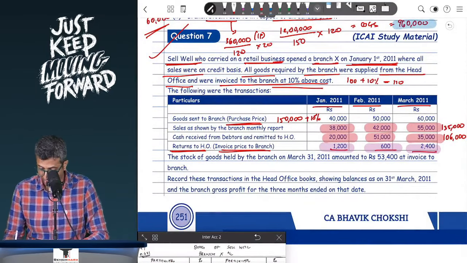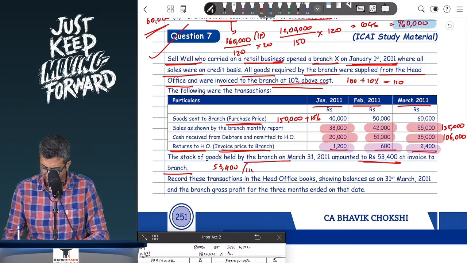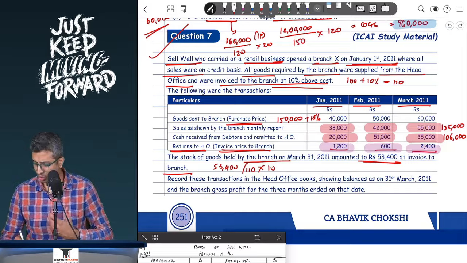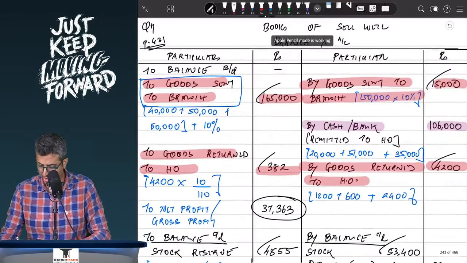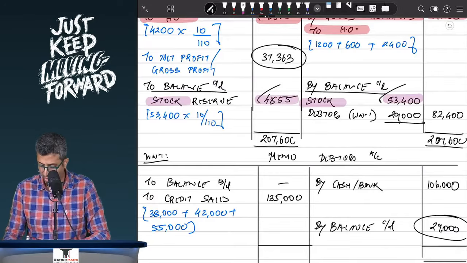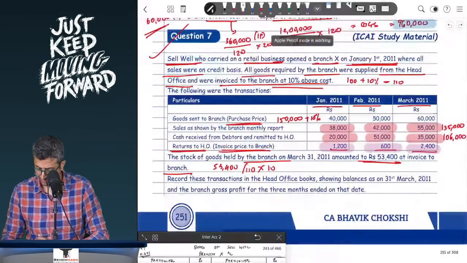Sir, the stock of the goods held by the branch was 53,400 at invoice to the branch. 53,400 divided by 110 into 10. This will give you stock reserve. Maybe 4,855 will be your stock reserve. So in closing you will get the stock 53,400, 4,855 the stock reserve.